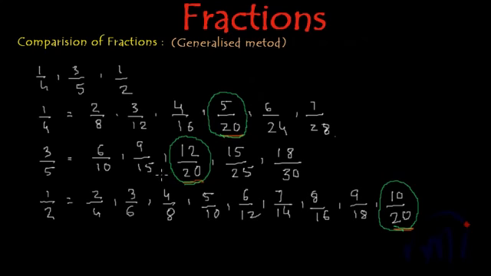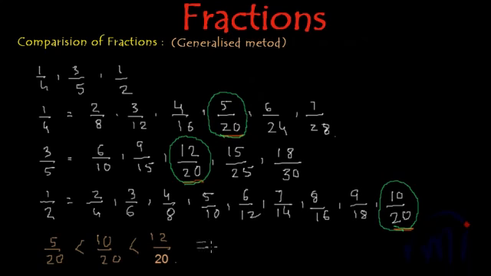And how do we compare when we have same denominator? We directly compare their numerators, and the fraction with bigger numerator carries the bigger value and the fraction with smaller numerator carries the smaller value. So if I write them in ascending order, the smallest one is 5 by 20 and then we have 10 by 20 and this 10 by 20 is smaller than 12 by 20, right?